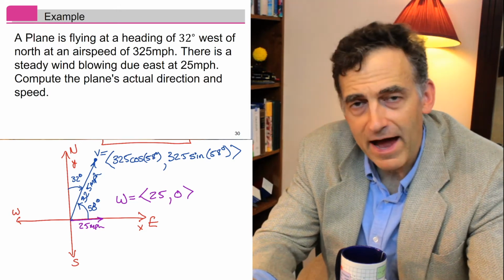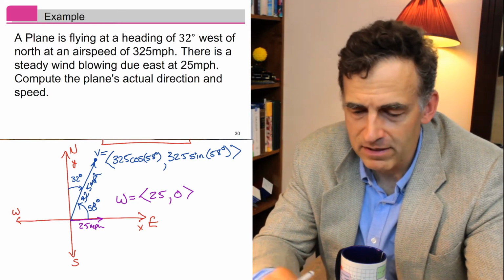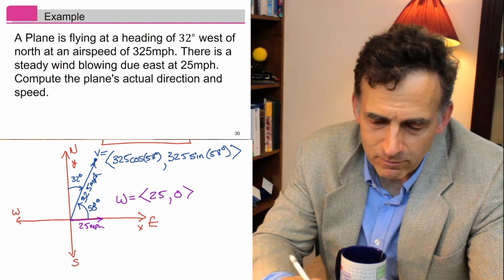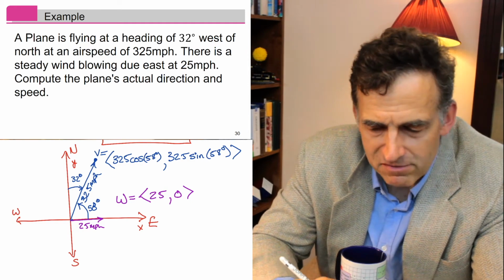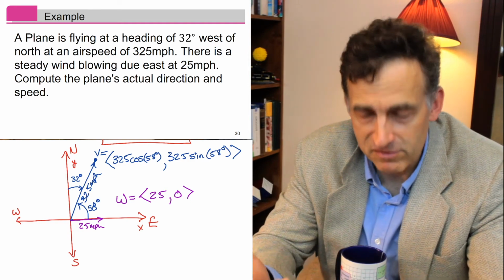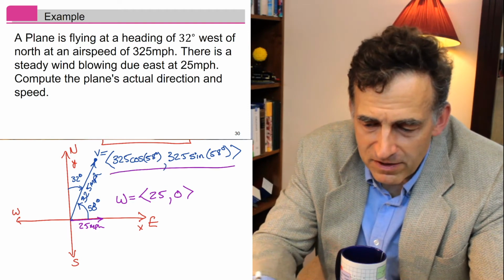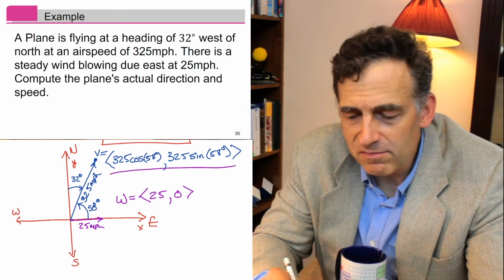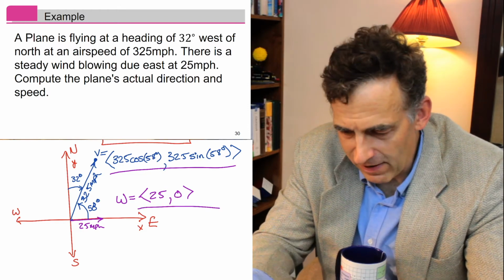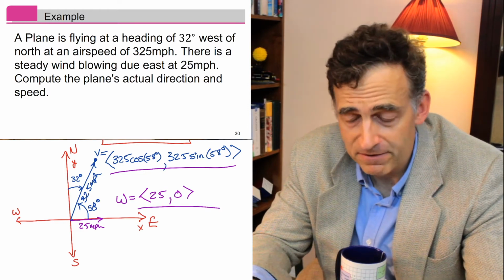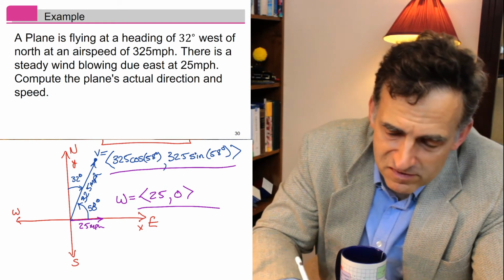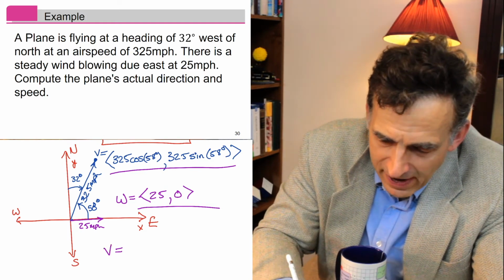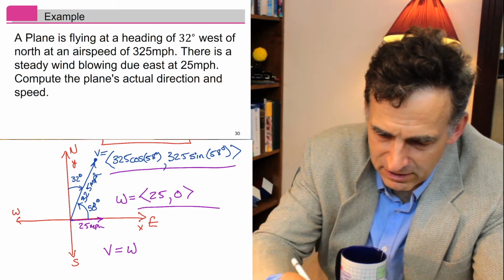They want to know the actual direction and speed of this plane. Well, what's happening is the plane is flying under the force of its engines this direction and that speed. The wind is blowing the plane this direction with that speed. And so the sum will be the actual direction and speed.